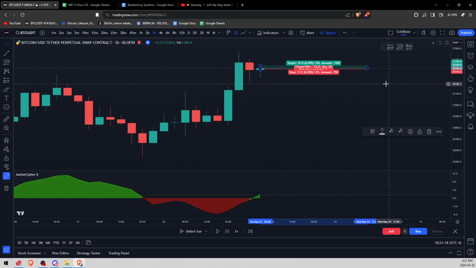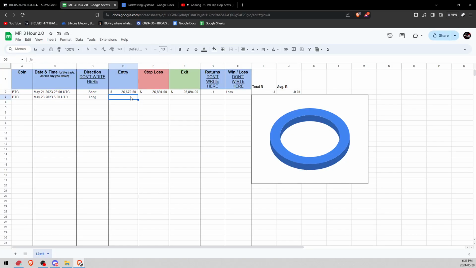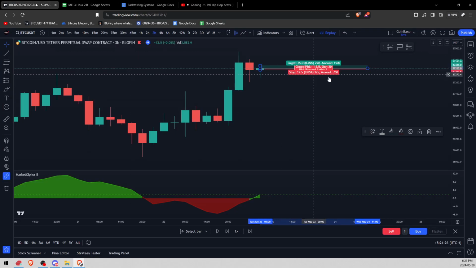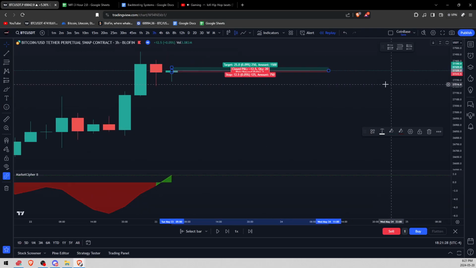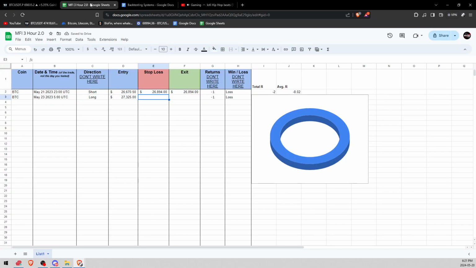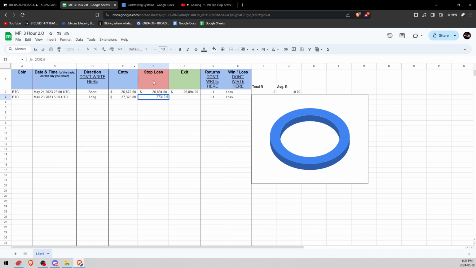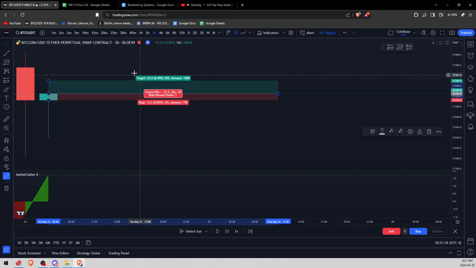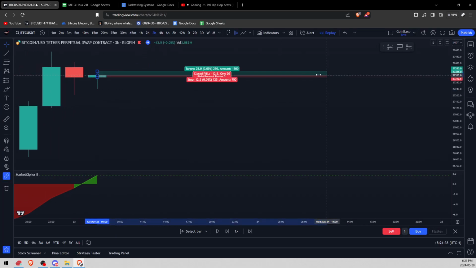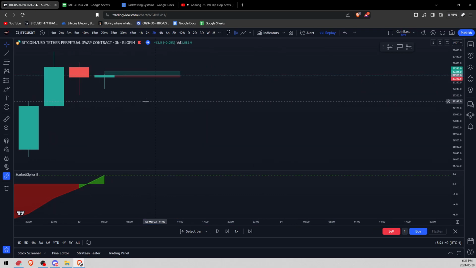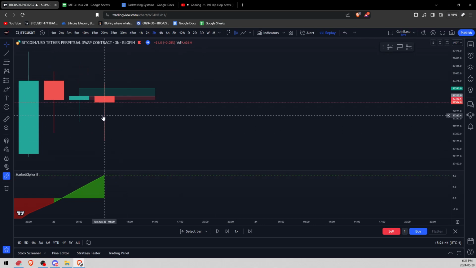Okay, so the entry on this one is 27,325. Stop loss is at 27,312. What was the decimal there? 5. Okay, so watch. This is what I mean by it's hard to determine. Is your next candle? See, immediately.